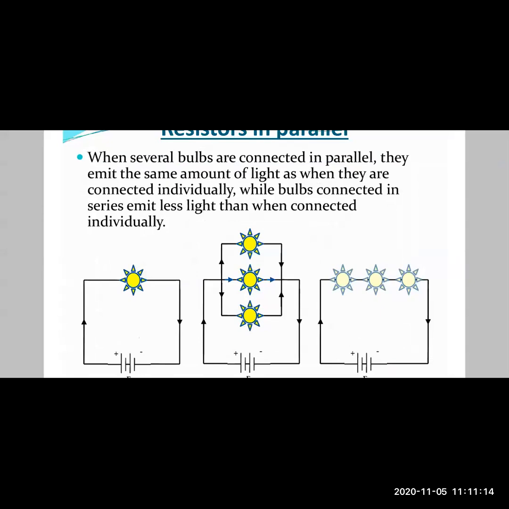In the second case, you have three light bulbs connected in a parallel combination. Now, you can see all the three bulbs are glowing with the same intensity. It is because the voltage across all three bulbs, that is the potential difference, is constant. So all of them get the same potential difference, but the current gets divided.